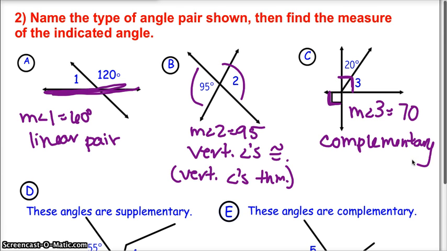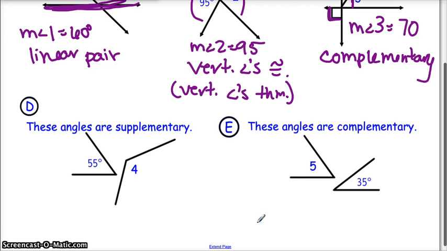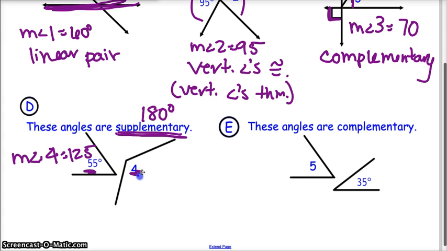For D and E, I'm straight up telling you that these angles are supplementary, and I'm doing that because they're non-adjacent, so they're not going to form a line. But regardless, I'm telling you ahead of time these are supplementary, meaning they equal 180. So the measure of angle 4 is going to equal 125, so that they add up to 180. Letter E, I'm telling you they're complementary, meaning they have to add up to 90. So the measure of angle 5 is going to equal 55, so that the two added together make 90.